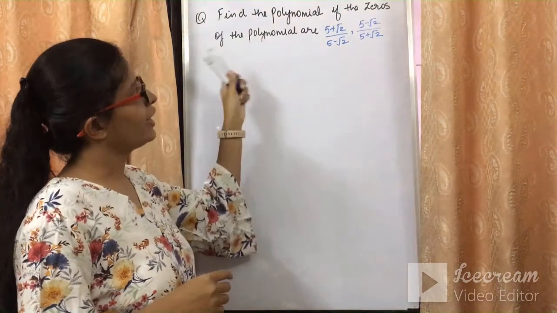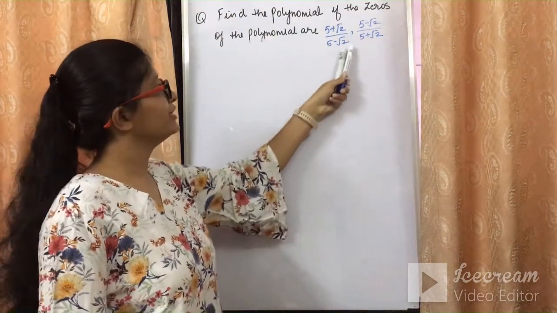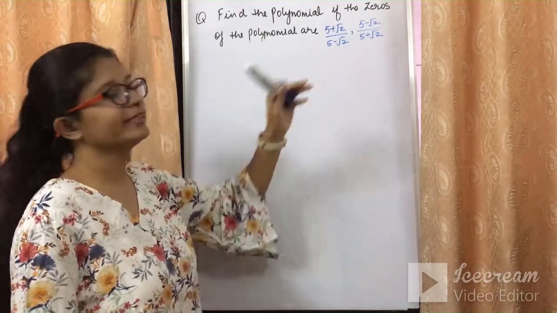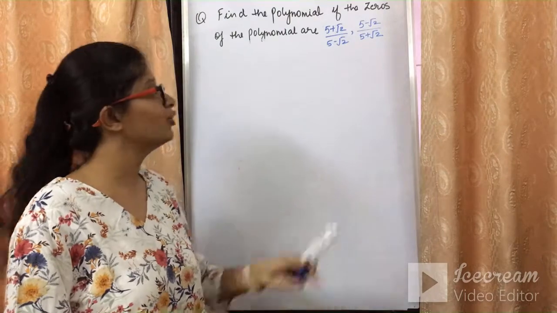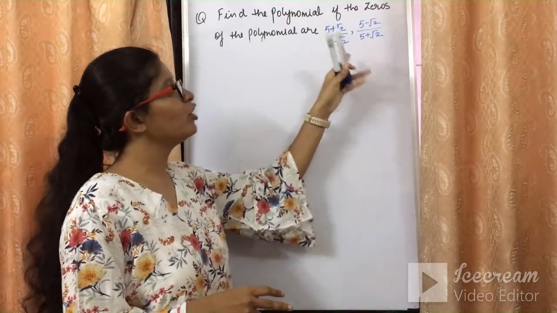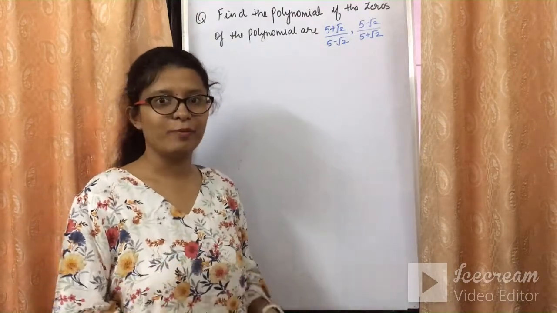We need to find out again the polynomial for the given zeros of the polynomial. So these are the zeros, alpha and beta. If you have watched the video properly, you will have no difficulty solving this sum, because I have already taken this type of sum. Let's have a look at this sum and please comment your answers in the comment box.